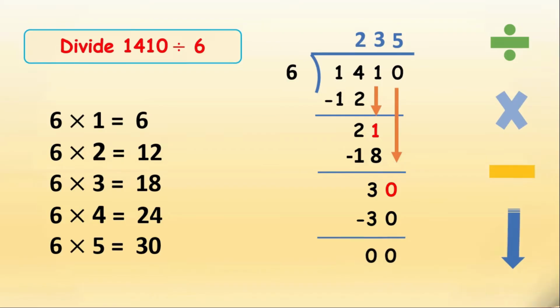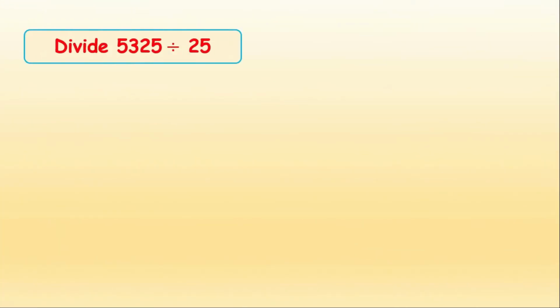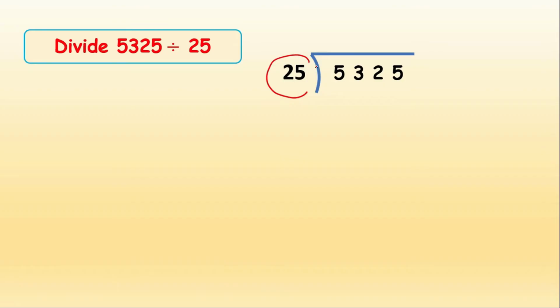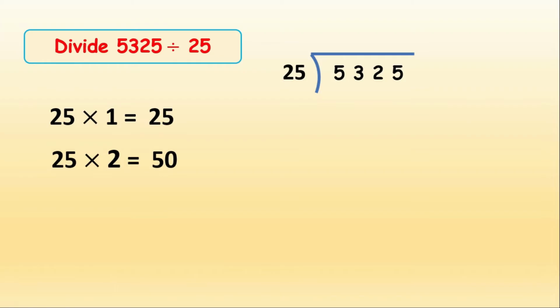Okay, now let's solve another example. Divide 5325 by 25. Okay, now we have a divisor formed of 2 digits. No problem, the same steps. Write the form of long division, dividend and divisor, and now you have to find the products of 25. 25 times 1 is 25, 25 times 2 is 50, 25 times 3 is 75, up to here. And if we need more, we will continue.